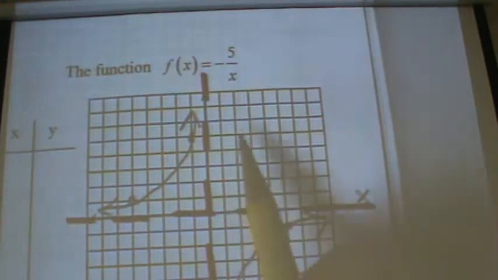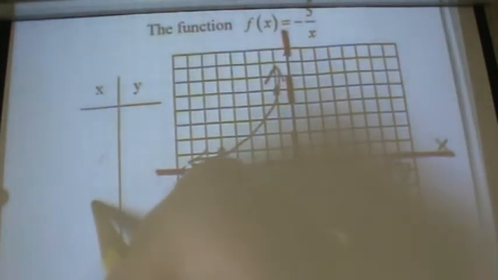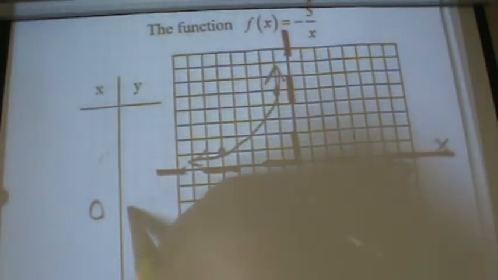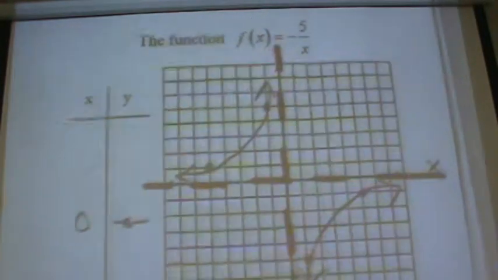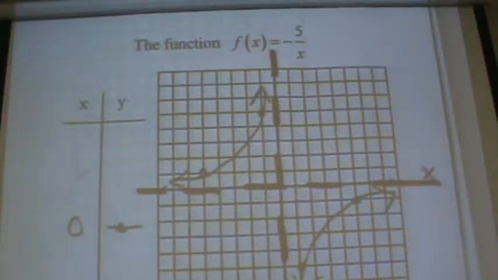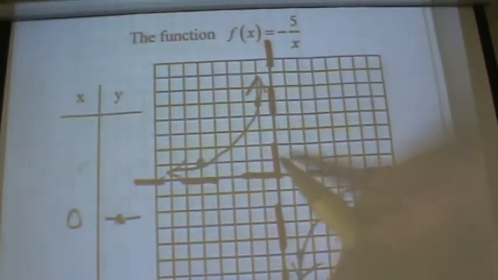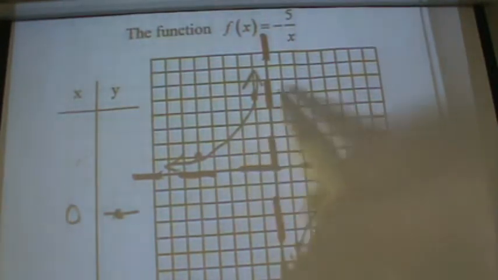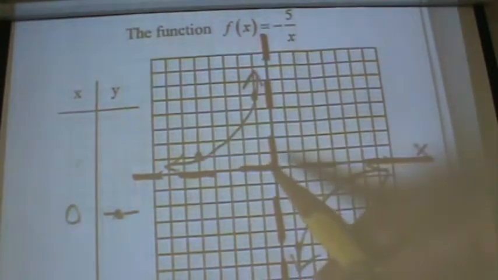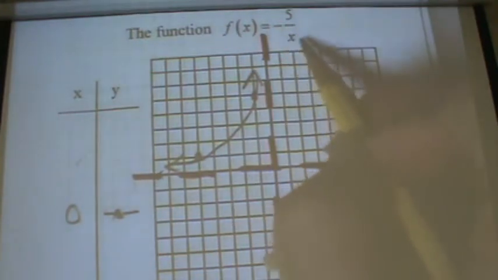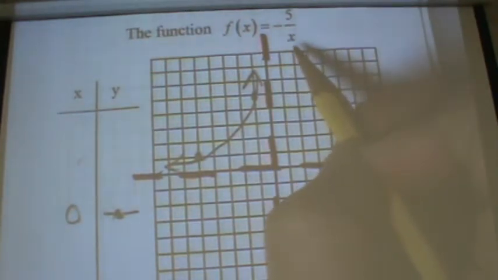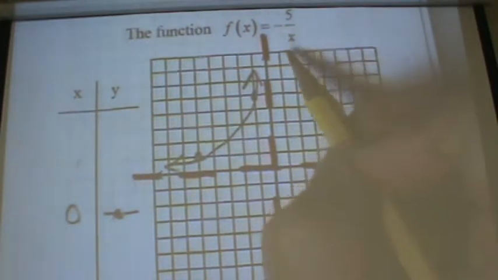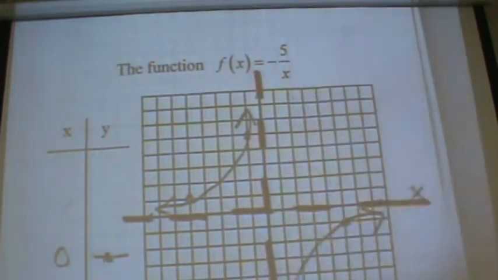Why can't you put in a 0 here? When you looked at your table of values and you saw 0, you saw undefined. Why? Why do we have this broken line here? Why are these two boomerangs broken? Why can't I cross this line right here? What's the reason? You have a fraction. What can't you have in the denominator of a fraction? A 0.